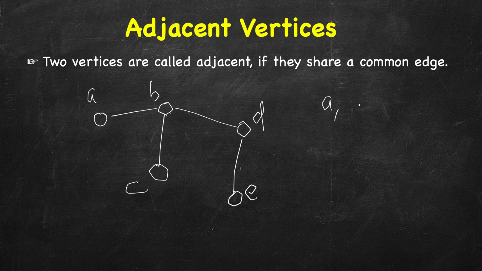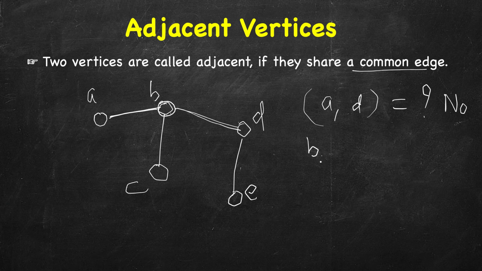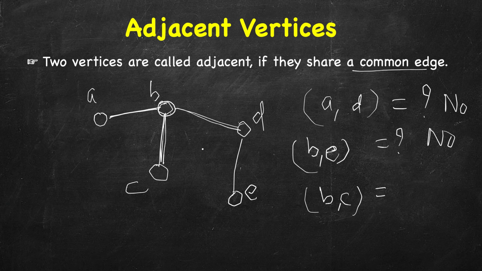So are A and D adjacent? The definition said that they are adjacent if they share a common edge. Is there a common edge between A and D? No. A and D are connected with the help of B. So we need to take two edges in order to reach from A to D. So first go to B, then D. So A and D are not adjacent. The answer is no. Are B and E adjacent? Again the answer is no, since there is no direct common edge between B and E. But if we ask, are B and C adjacent, we see that there is a common edge between them. So it will be yes. If we draw an edge like that, then B and E will become adjacent. So that is the notion of adjacent vertices.